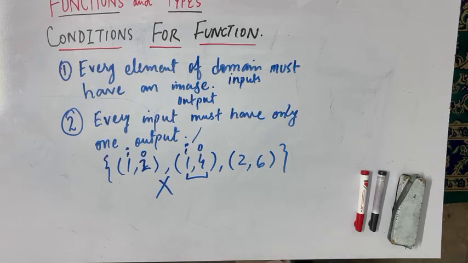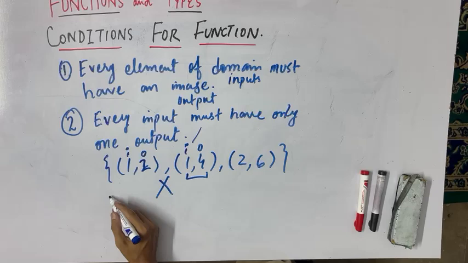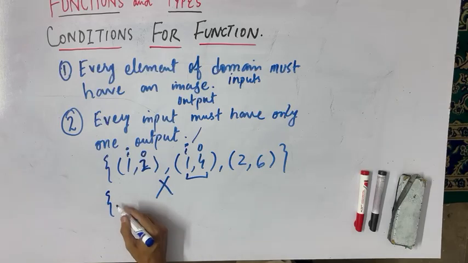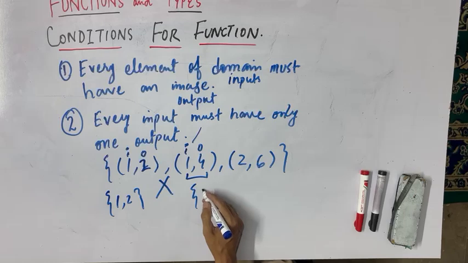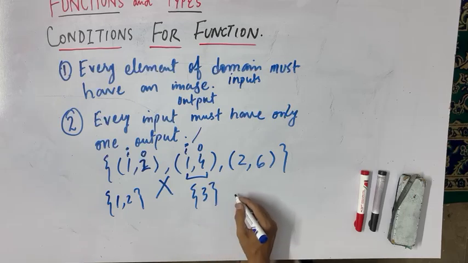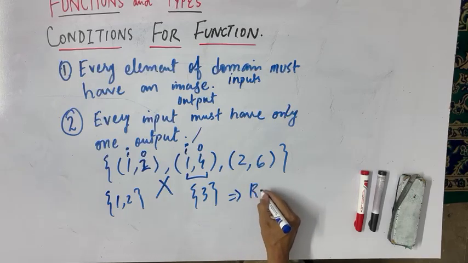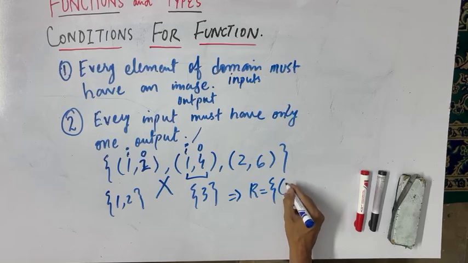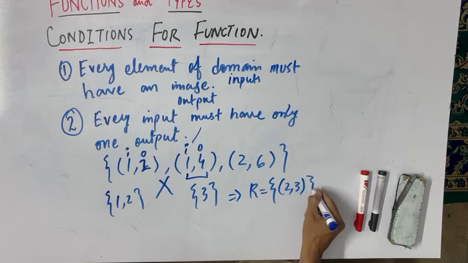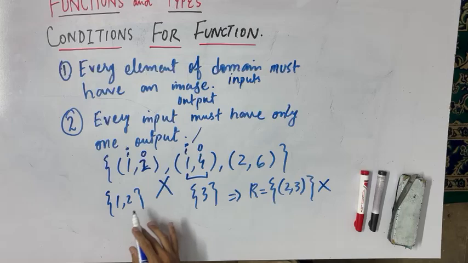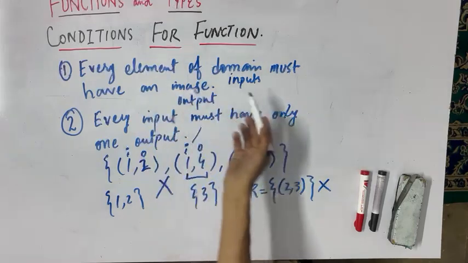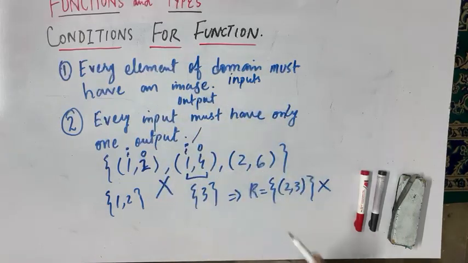Now one more thing that you need to understand, that for example, if we have set 1, 2 and we have 3, and I am writing a relation over here 2, 3, and I am not writing 1, 3, it means that this particular input is not having any output. So this will not be a function, because the input is not having any output, and it is written that every element of the domain must have an image or an output.